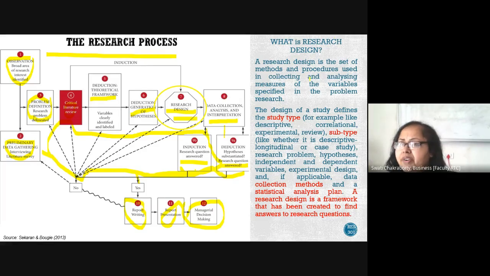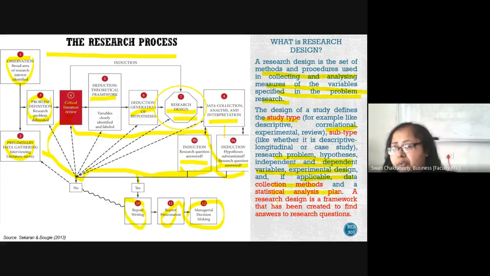So we are talking of research design. What is it? It's a set of methods and procedures used for collecting and analyzing measures of variables which are specified in the research problem. The design of a study defines the study type. For example, it could be descriptive, correlational, experimental, or review, with subtypes such as descriptive, longitudinal, case study, along with the research problem, hypothesis, independent and dependent variables, experimental design, and if applicable, data collection methods and a statistical analysis plan.